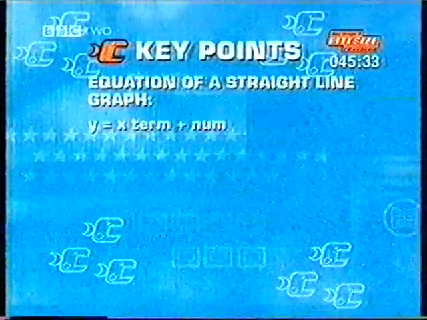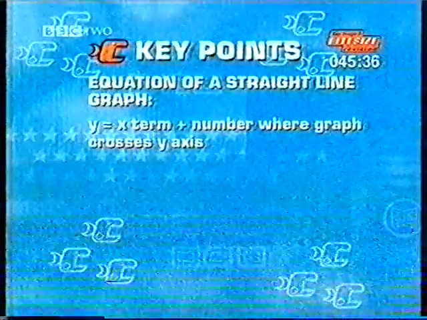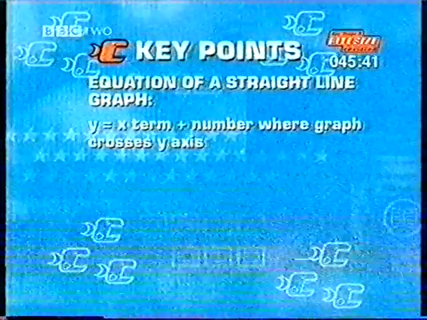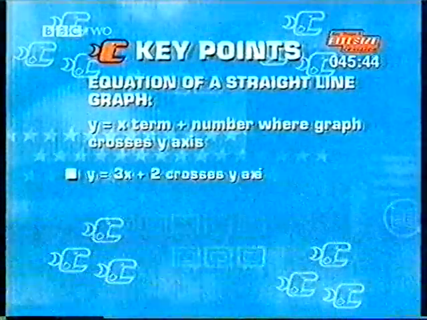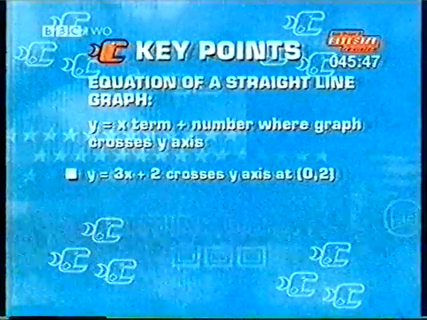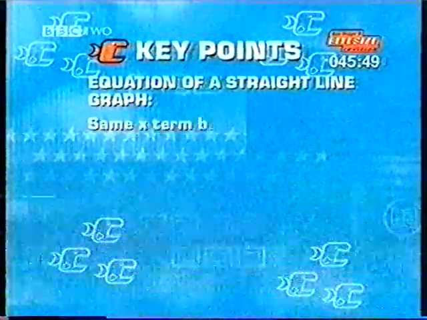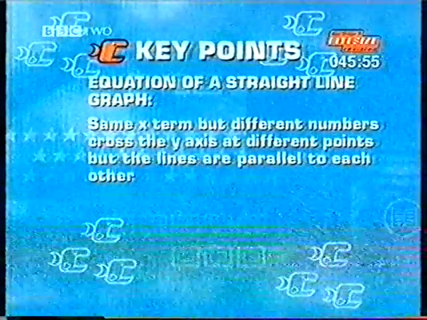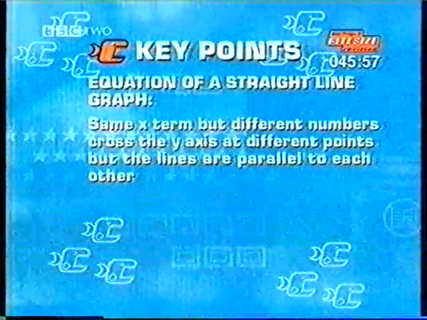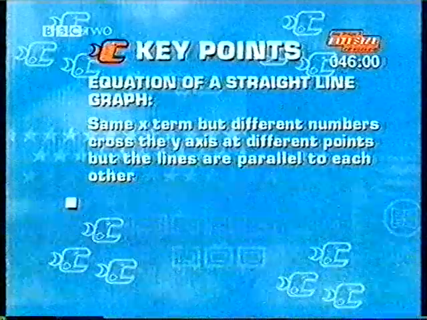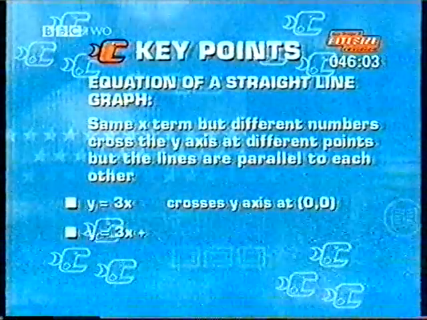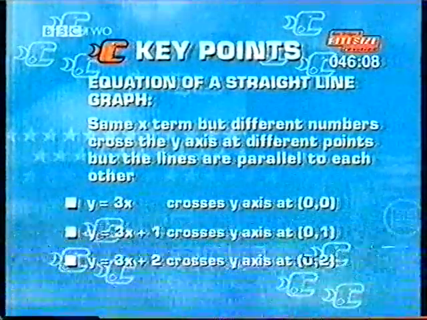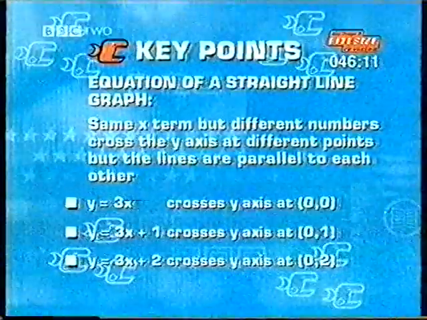The equation of a straight line graph is written with a y value equal to an x term followed by a number. The number tells us where the graph crosses the y-axis. So the straight line graph of y equals 3x plus 2 crosses the y-axis at 0, 2. Equations of straight line graphs with the same x term but with different numbers cross the y-axis at different points, but the lines are parallel to each other. So the graphs of y equals 3x, y equals 3x plus 1 and y equals 3x plus 2 are parallel to each other because they all have the same x term, 3x.